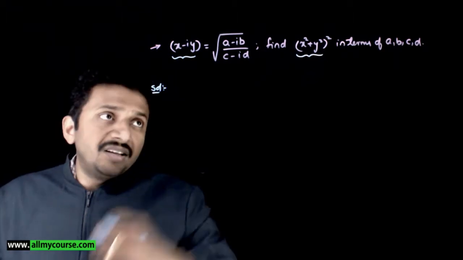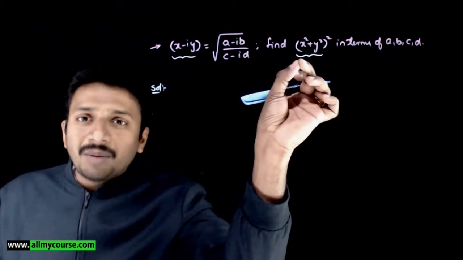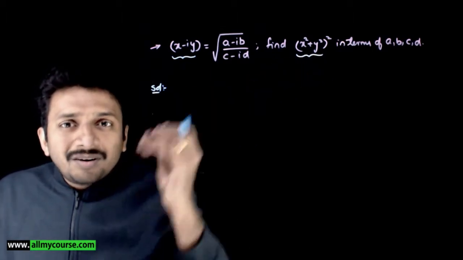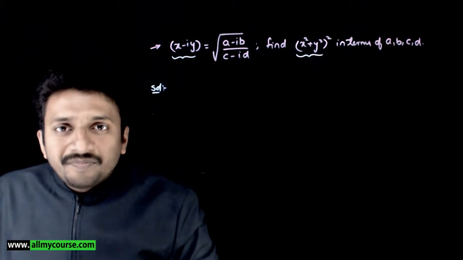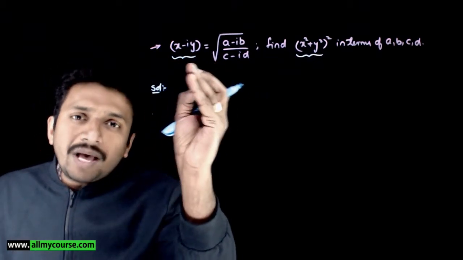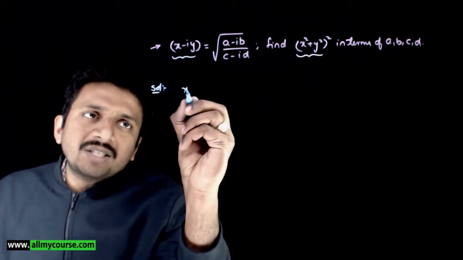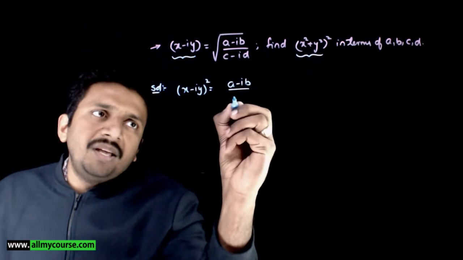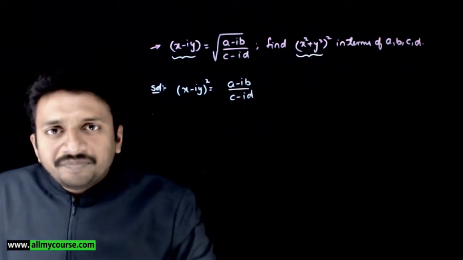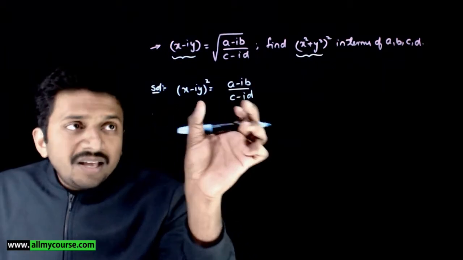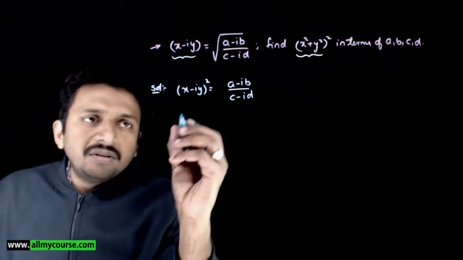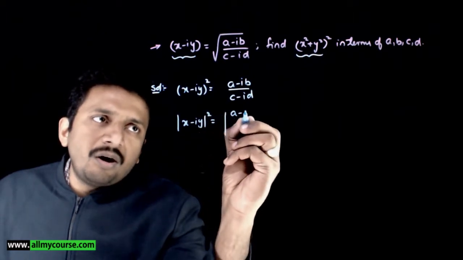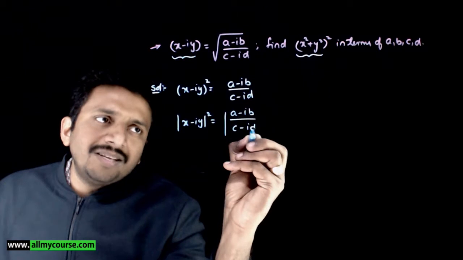So how do we proceed? You want some information about x square plus y square, and you know that x square plus y square is somewhat related to the modulus of this complex number. So first, let us square this equation on both sides. So (x minus iy) whole square will be equal to (a minus ib) by (c minus id). Now let us apply mod on both sides of this equation. So mod of (x minus iy) whole square is equal to mod of (a minus ib) by (c minus id).